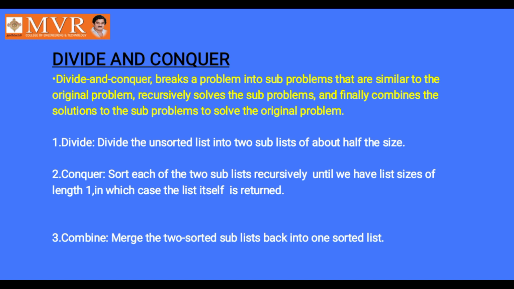Divide means the whole set will be divided into blocks, sub-problems. Conquer means sort each of the lists recursively, means arrange the lists or the sub-problems in ascending order or any particular order. Last one is to combine. Combine means after the lists are sorted, combine the sub-problems so that we get the main problem solution.